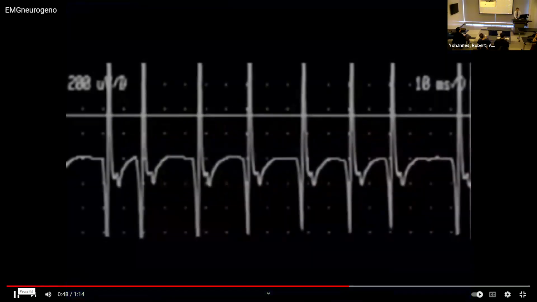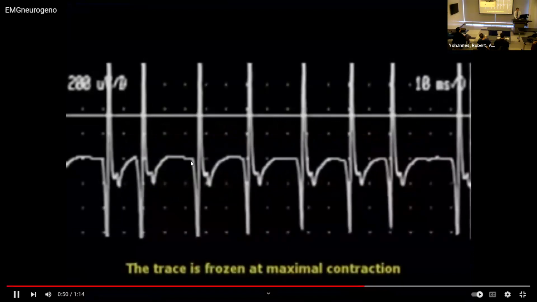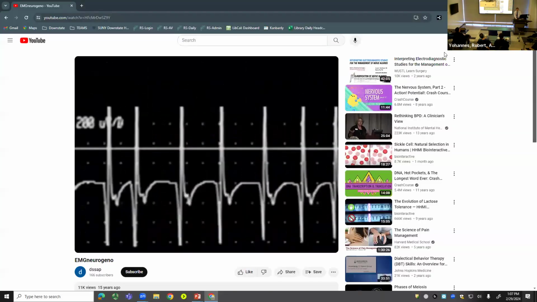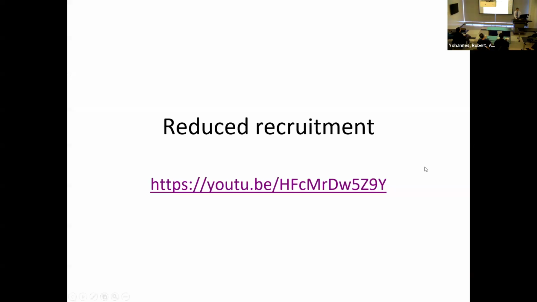Reduced recruitment. This is how it looks like. The same unit firing at a high rate. Same unit, so picket fence. Okay? Neurogenic process.